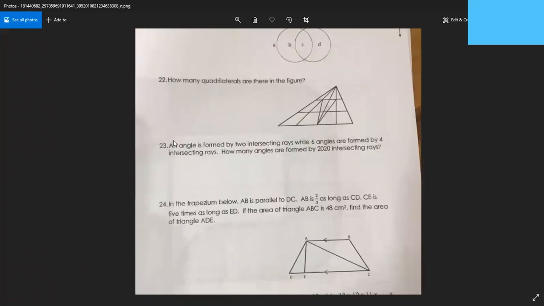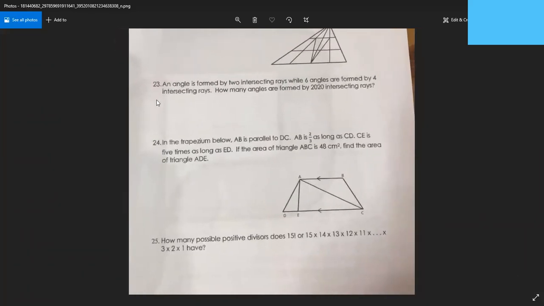Let's skip 22 first. 23 muna tayo. Now, for number 23, we have this formula. If you want to identify the number of angles formed by two rays or formed by intersecting rays, the formula is this one: n times n plus n minus 1 over 2. That's the formula, where n is the number of intersecting rays.